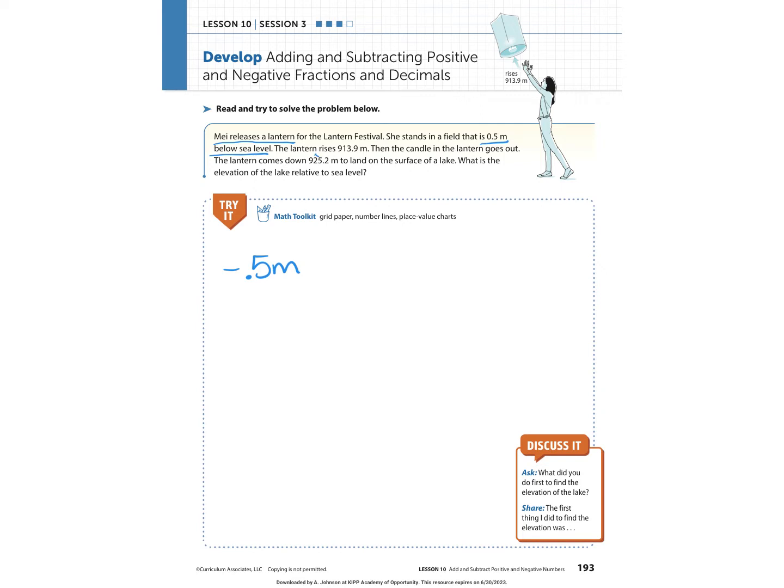It rises 913.9, so that's a positive. 913.9 meters. Then the candle in the lantern goes out. The lantern comes down, that means negative 925.2 meters to land on the surface of a lake. Finally, the question is, what is the elevation of the lake relative to sea level?